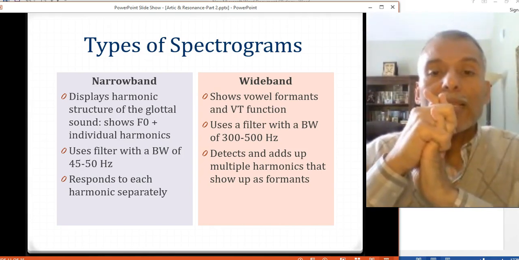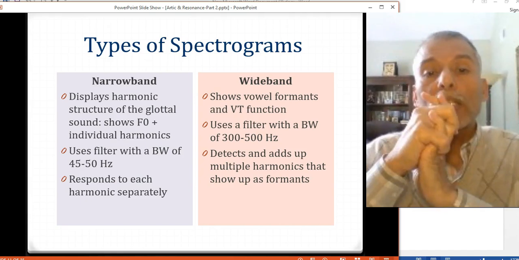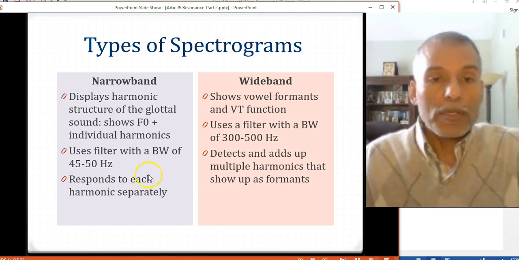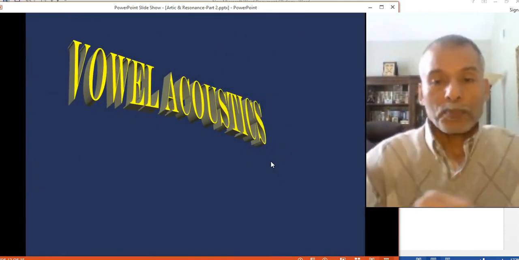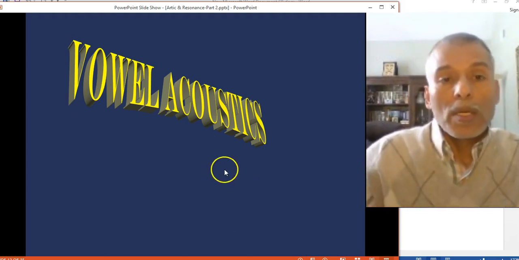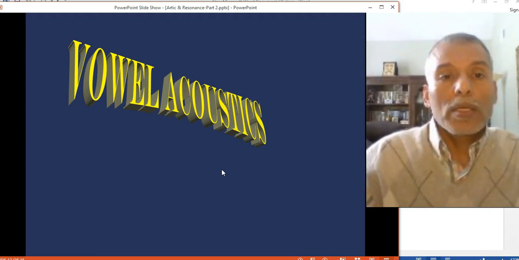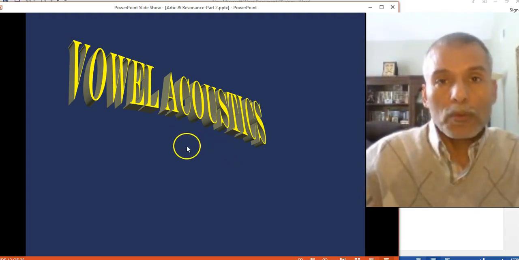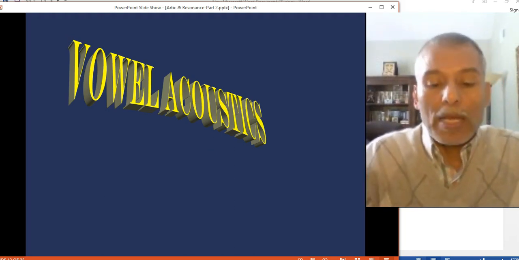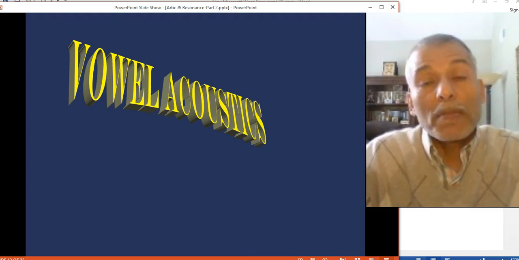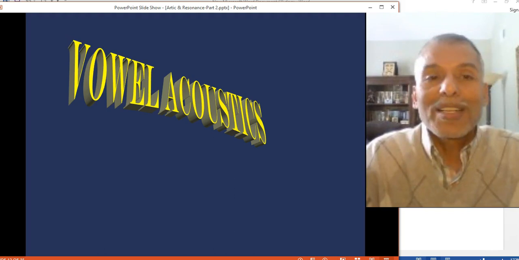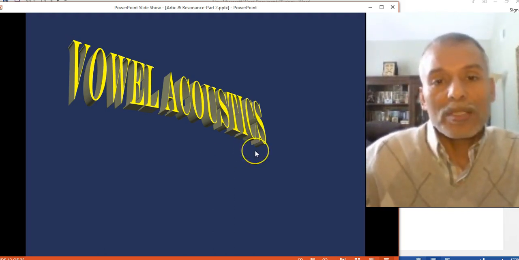So it detects and adds up multiple harmonics that show up as formants in the vocal tract. So know these differences. Let's look at the acoustic properties of vowels. And in the next few slides, we're going to speak more of the traditional characteristics of vowels as they are described in phonetics classes. So that is quite a quick crash course in vowel and consonant description.